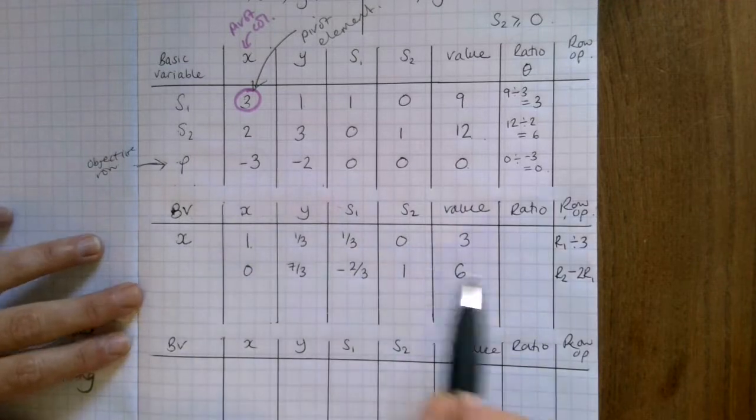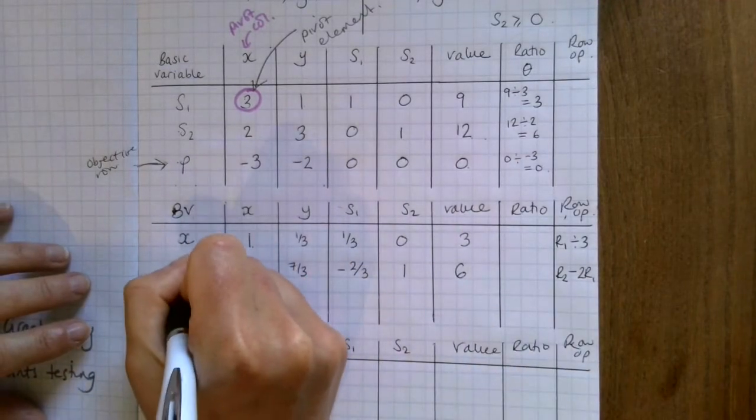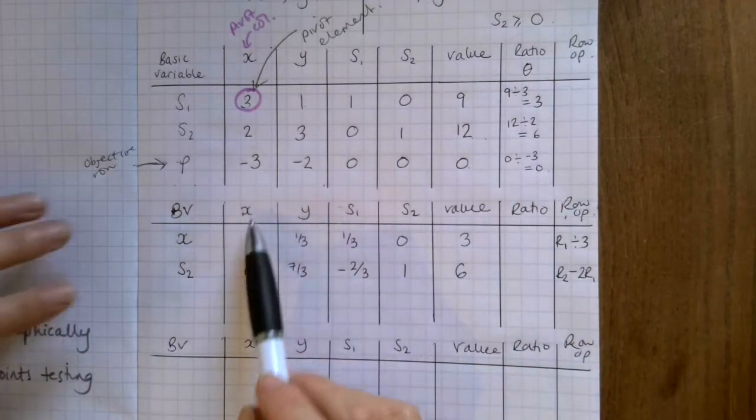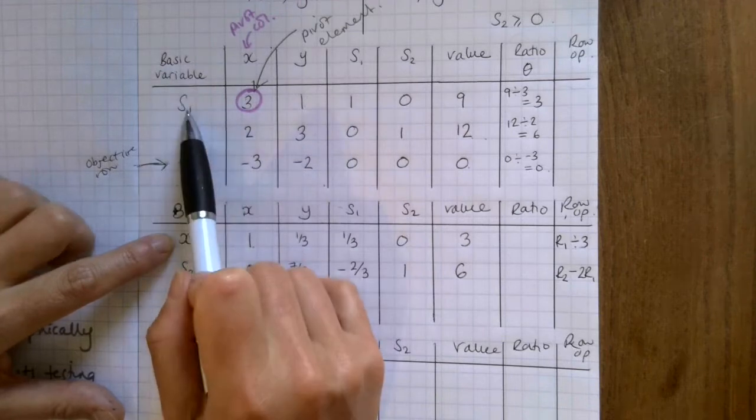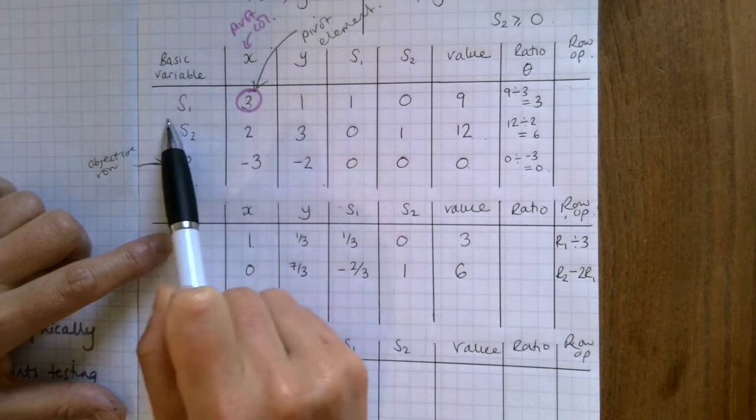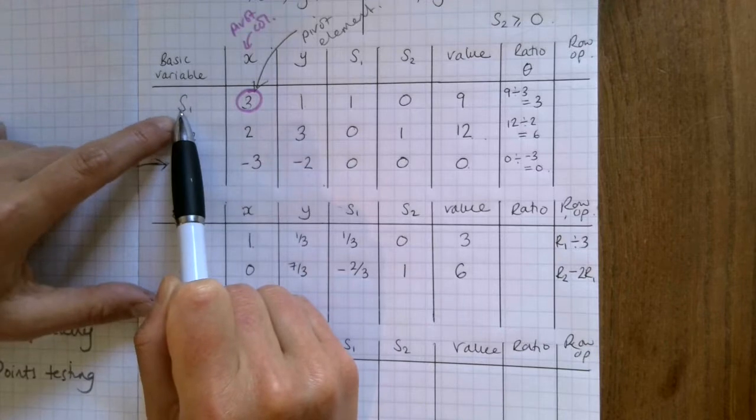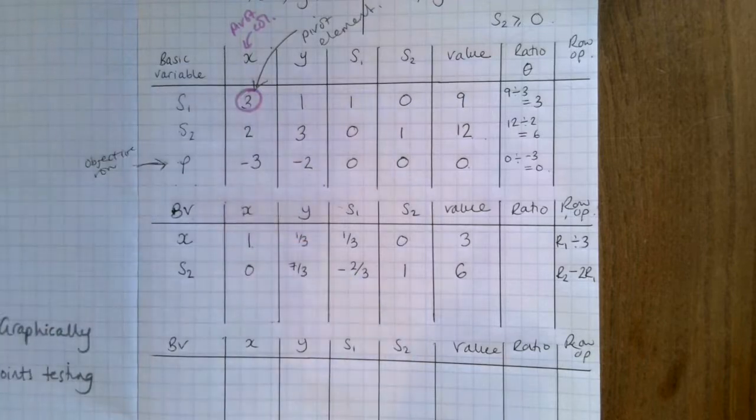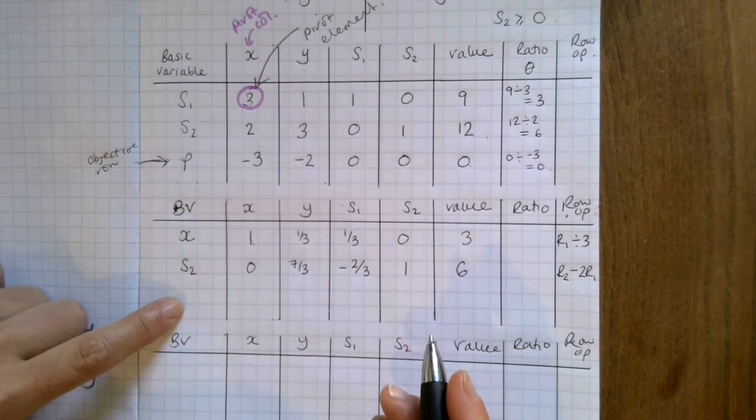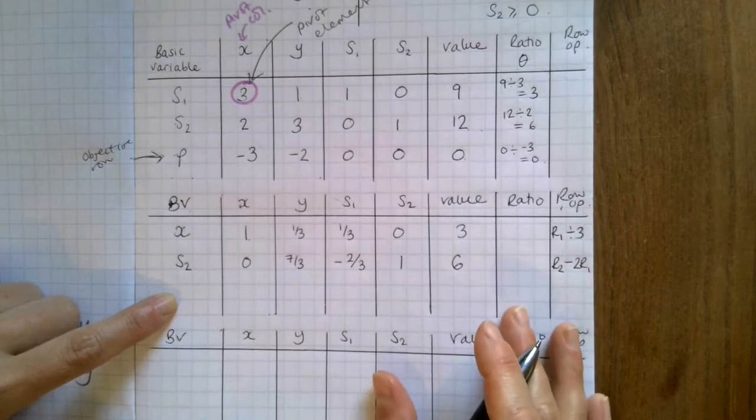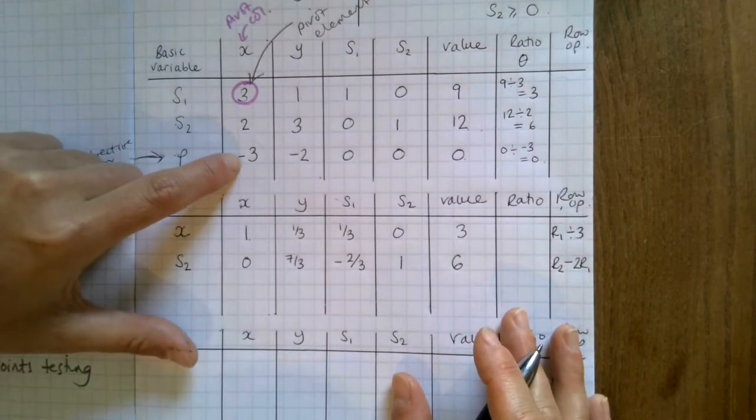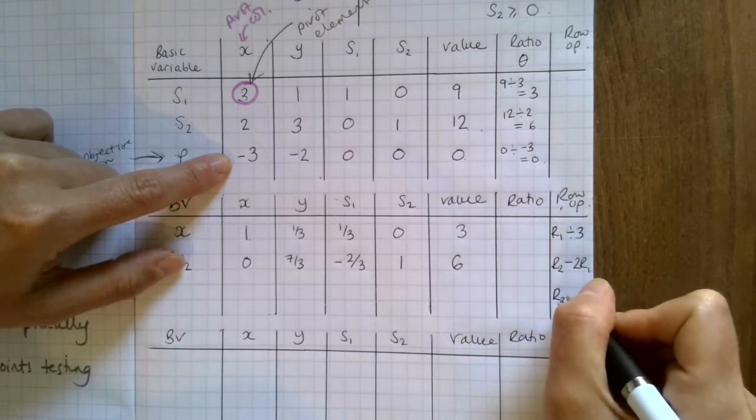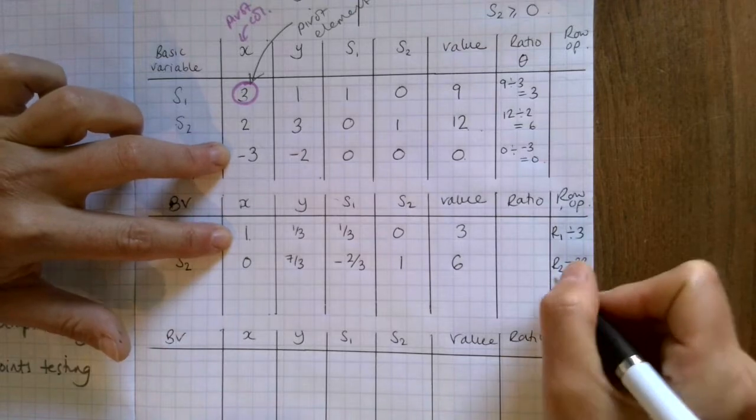We haven't changed our basic variable in that one, so the basic variable is still S2. We only change one basic variable in each iteration, and it's always the pivot element that changes to that. So you always go across to the pivot element and it changes to that. For the last row, we want to make this 0 as well. So in order to do that, I'd want to do row 3, and I'd want to add 3 lots of row 1.